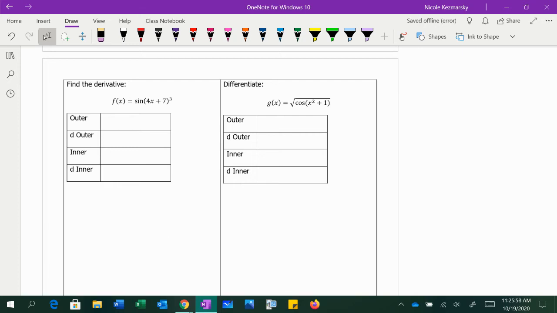And then sometimes we can have multiple layers. So with this first example, I have sine of some stuff. So sine is the outer, cosine is derivative of the outer, then the inner is 4x plus 7 to the third power. Well, to get the derivative of the inner, I have to do a whole other set of outer, inner.